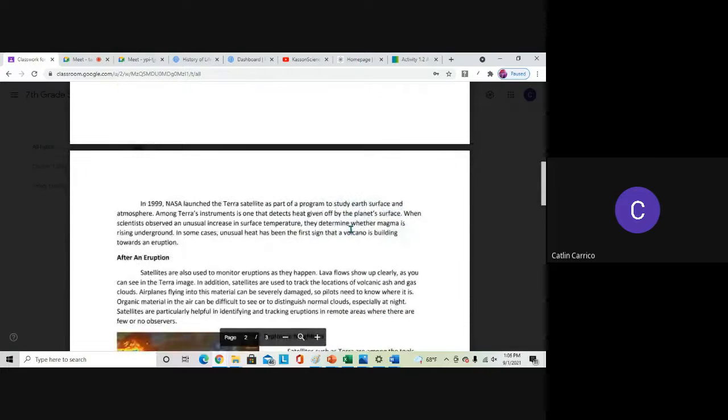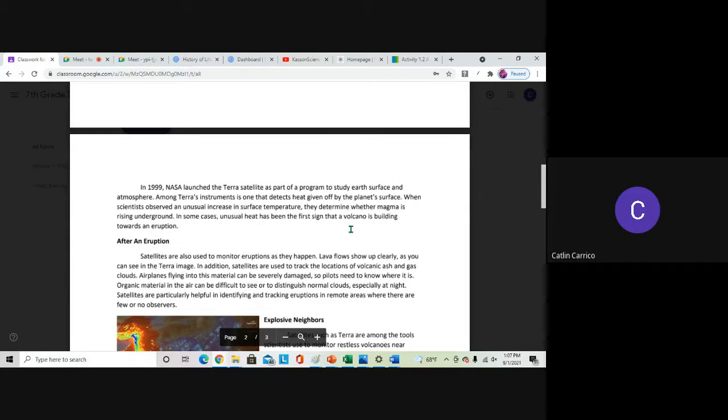In 1999, NASA launched the Terra satellite as part of a program to study Earth's surface and atmosphere. Among Terra's instruments is one that detects heat given off by the planet's surface. When scientists observe an unusual increase in surface temperature, they determine whether magma is rising underground. In some cases, unusual heat has been the first sign that a volcano is building towards an eruption.